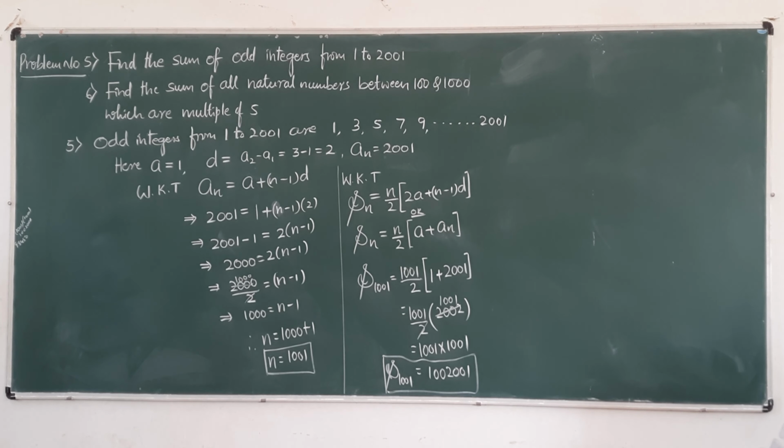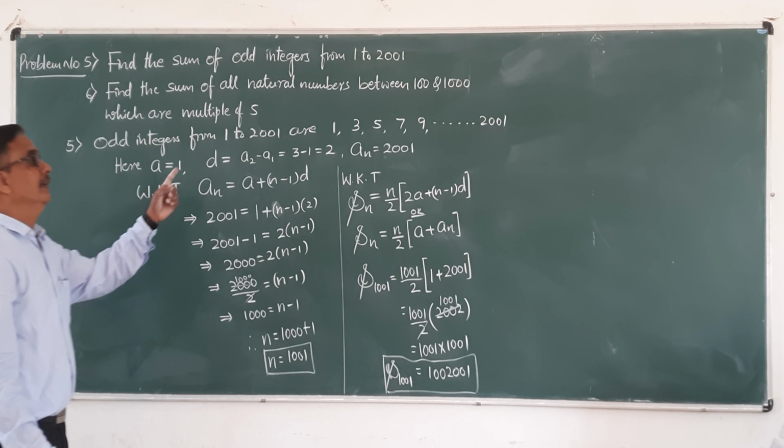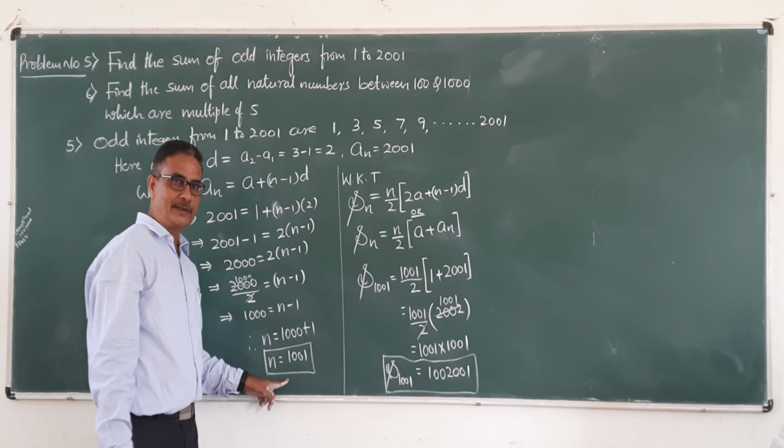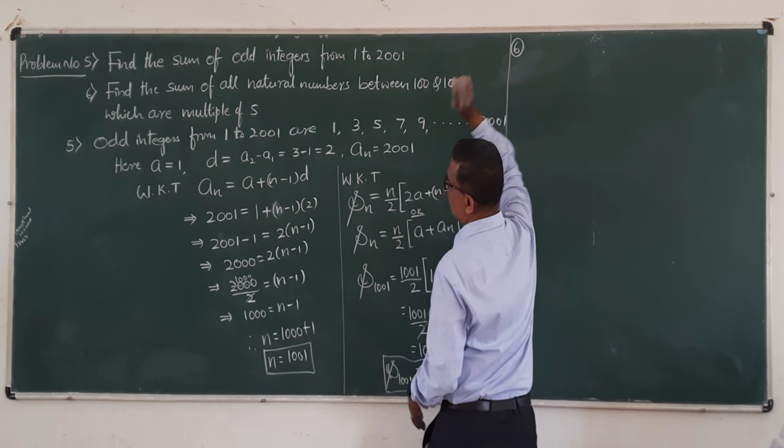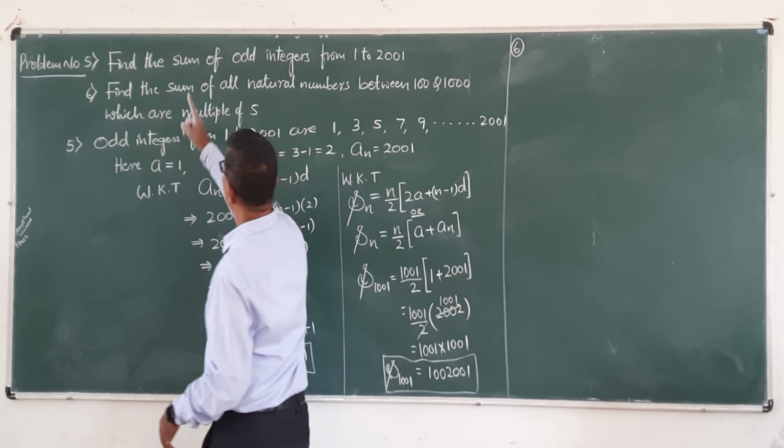Clear, students? First to find the number of terms. After that, to find the sum of all terms. Similarly, next question. One more problem. Problem number 6. Find the sum of all natural numbers between 100 and 1000.